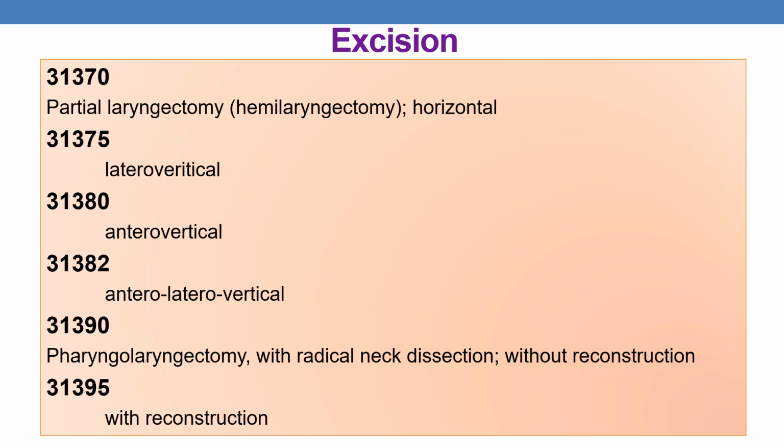The next is 31380. If partial laryngectomy is performed anteroventricle, then the CPT is 31380. If it is anterolateroventricle, then the CPT is 31382. The next CPT is 31390. It deals with pharyngolaryngectomy with radical neck dissection without reconstruction. If it is performed with reconstruction, the CPT is 31395.